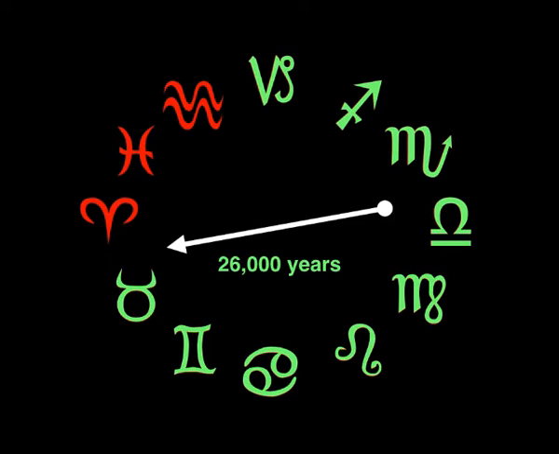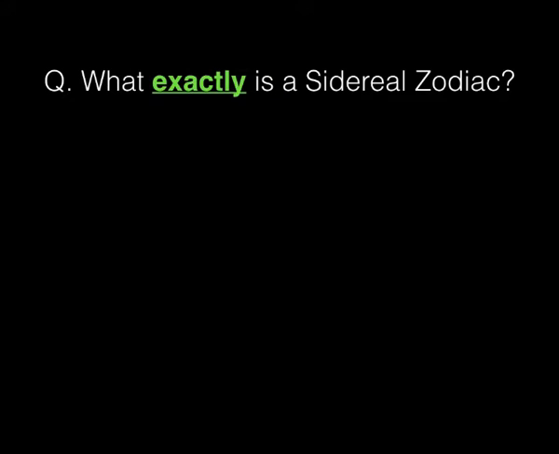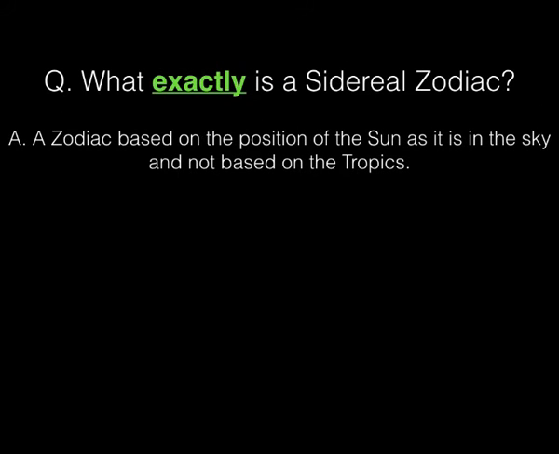Now, wow, now we understand that, right? But the question is, what exactly is a sidereal zodiac? Well, it's a zodiac based on the position of the sun as it is in the sky and not as it's based on the tropics.